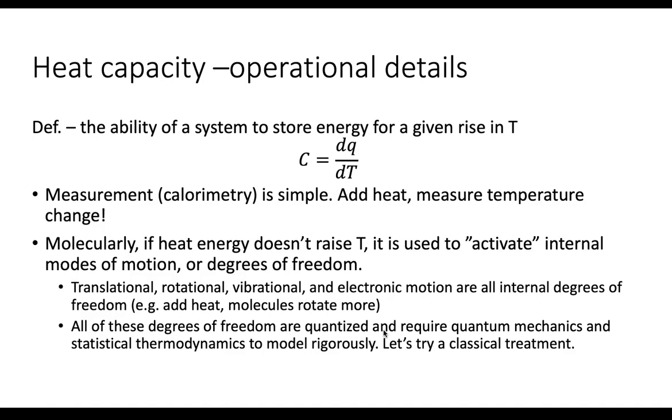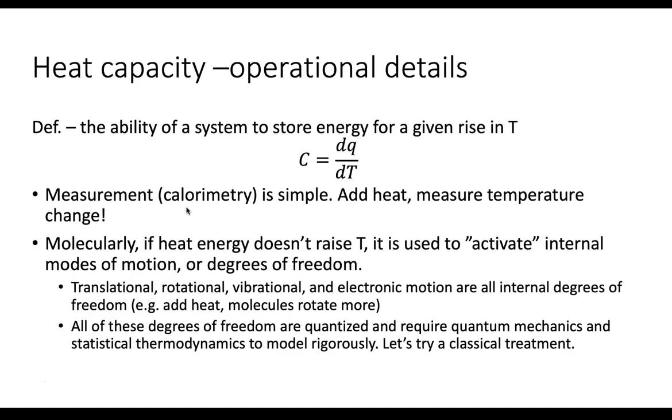Okay, so how do we determine heat? As we said, operationally. So we're going to define heat capacity, a way to measure it. Basically, heat capacity is the ability of a system to store energy for a given rise in temperature. We have a simple expression, C = dq/dT, where C is the variable we're going to use to define heat capacity. The measurement's very simple. It's calorimetry. You may have done it with a little styrofoam coffee cup, and you basically just add heat and measure the temperature. So the measurement is pretty simple.